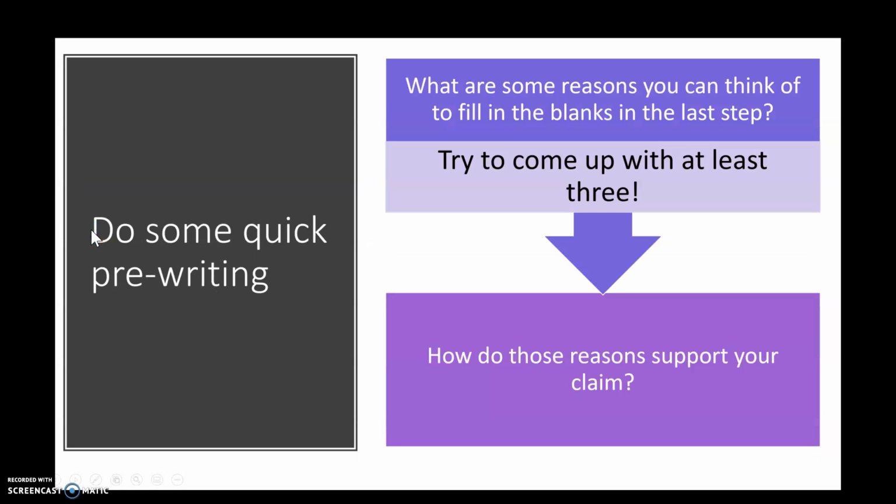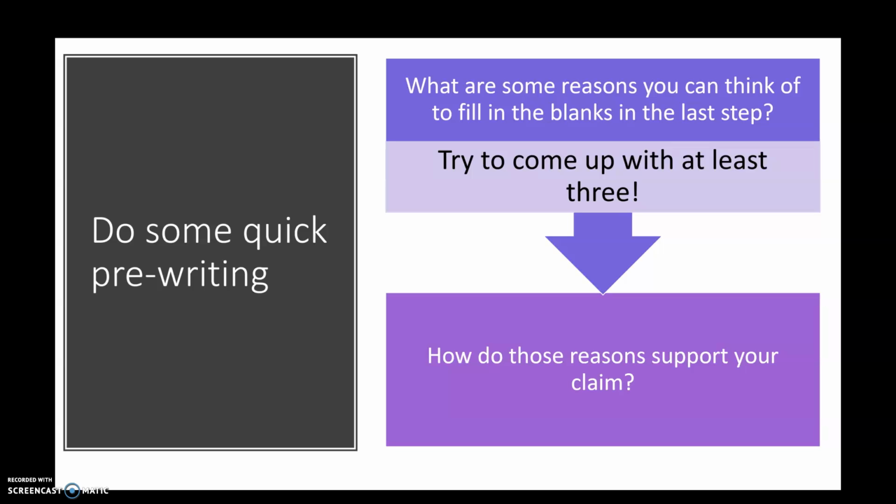Then I want to do some quick pre-writing. So what are some reasons that I can think of to fill in the blanks in the last step? And you want to come up with at least three and think about how those reasons support your claim. And so I'm just making a quick list. It's probably the easiest thing to do here, although it can be helpful, especially when you involve research, to do a full outline later. Other types do work here as well, like mind maps can be effective.